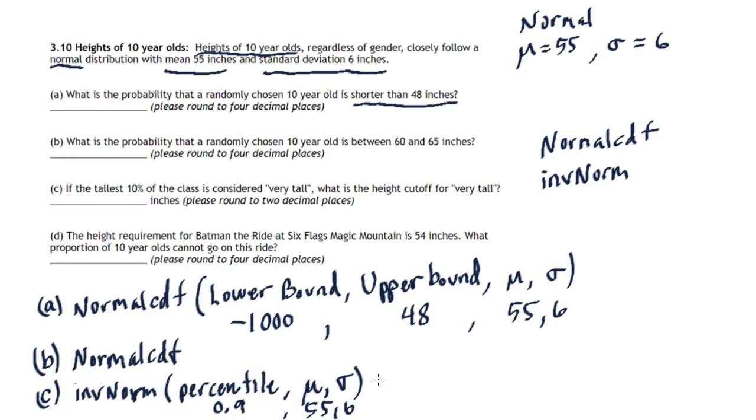And part D, what are they asking here? The height requirement for Batman the ride is 54 inches. What proportion of 10-year-olds cannot go on the ride? So this is just interpreting the problem. We're dealing with the less than or equal to, very similar to part A. So part D is very similar to part A, but we just have a different upper bound value. So hopefully this makes sense. Let me know if you have any further concerns, and I'll be more than happy to help.